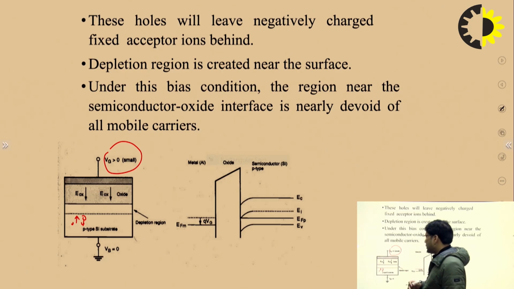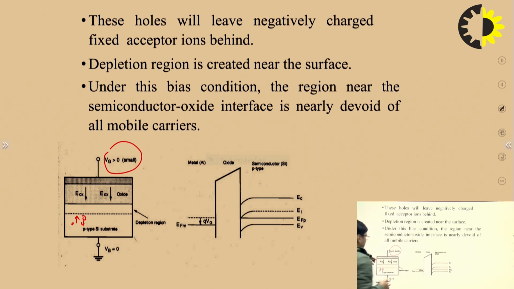is operating in the depletion region. So you can see here the electric field direction is oriented towards the downward direction, right, from the positive to the negative terminal. So in the oxide layer, the electric field is reversed compared to the previous case.